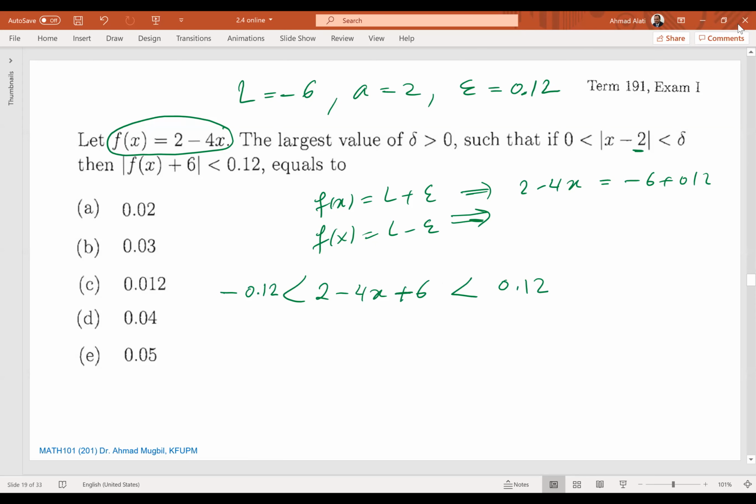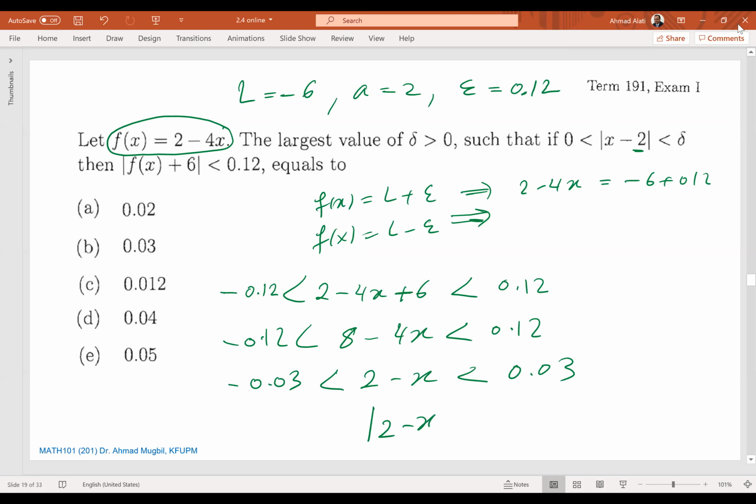Then simplify until you have x minus 2. So what you will have: 8 minus 4x less than 0.12 and greater than negative 0.12. And you need to continue, take 4 as a common factor, and divide by 4. It will be 2 minus x less than 0.03 and greater than negative 0.03. And clearly this means that the absolute value of 2 minus x is less than 0.03. And you know that the absolute value of x minus 2 is the same as the absolute value of 2 minus x. So this is done. This is one way to do that. This is another way. I will stop here, shabab.